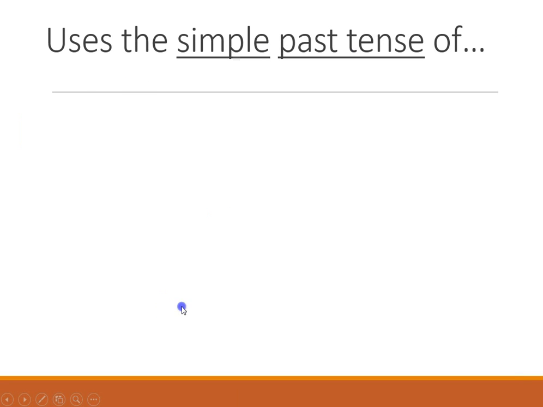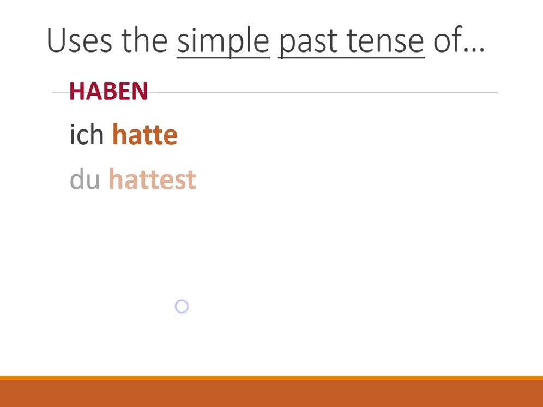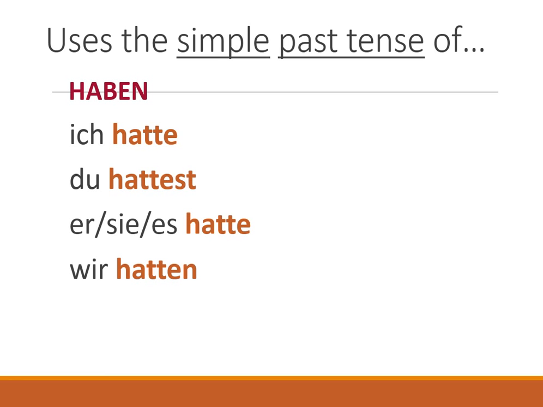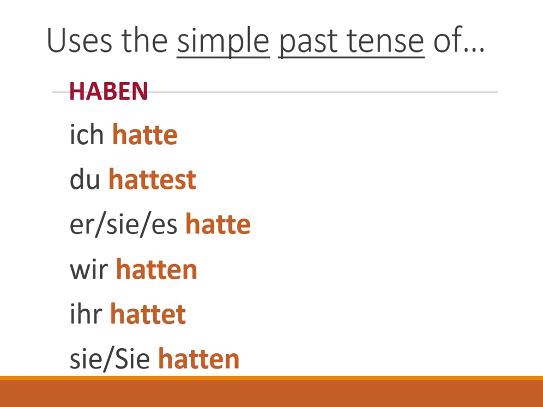So, if it utilizes haben, as we saw in the present perfect tense, like ich habe ein Buch gekauft, you're now going to change that to the simple past of haben. To review, the simple past of haben is ich hatte, du hattest, sie es hatte, wir hatten, ihr hattet, sie hatten. So make sure you write down that chart. You're welcome to put it in another format.